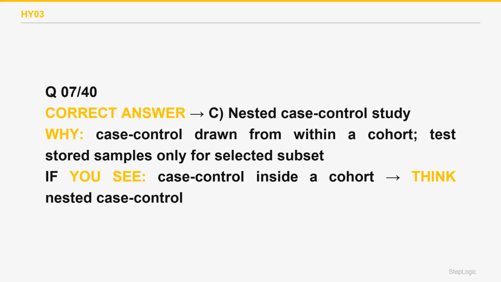Choice A wrong. A parallel RCT requires randomly assigning an intervention, but here no one is randomized. Subjects are simply observed within the cohort. Choice D wrong. An ecological study uses group level data, not individual cases and control samples from a cohort. Choice B wrong. A case control analysis inside a cohort is a nested case control study.